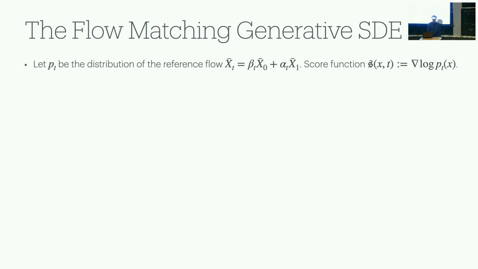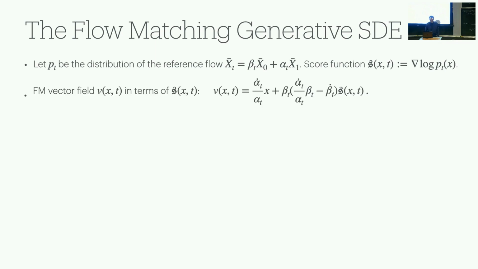So say you have p_t, which is the distribution of the reference flow, and this calligraphic s is the score function. I think you've heard about the link between scores and these kinds of models. What happens is that you can express the flow matching vector field in terms of the score. So there's this relationship which is actually pretty simple. The flow matching vector field can be related to the score in an affine way.